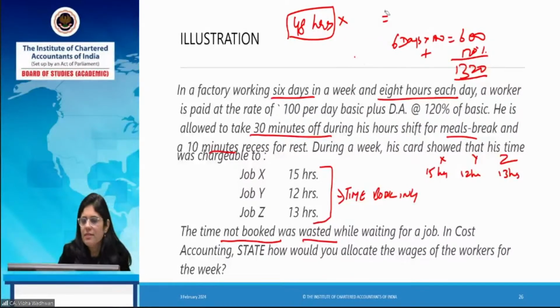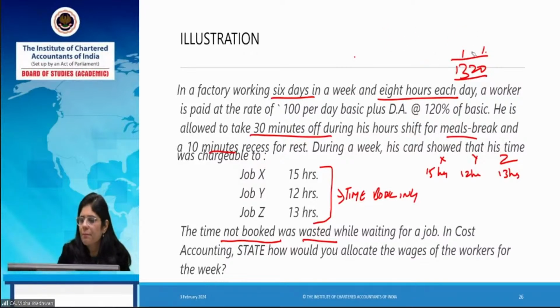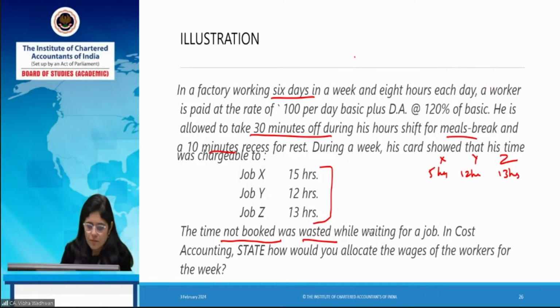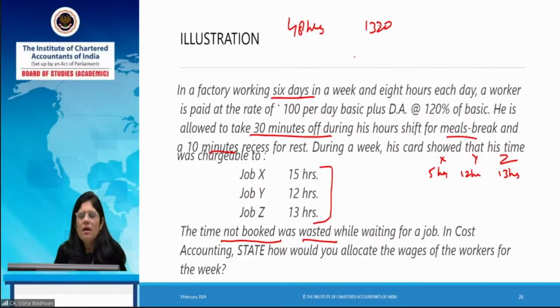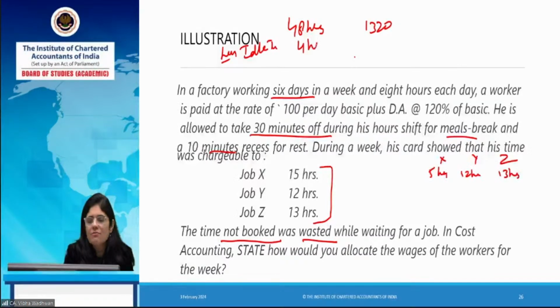Let me just clear this and write it over again properly. All right. So for 48 hours, the labor is working and he's getting 1320. But he is allowed to take 40 minutes of break every day. So how much in hours? 40 minutes every day into 6 days divided by 60.